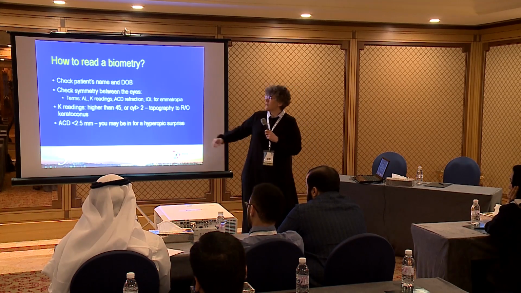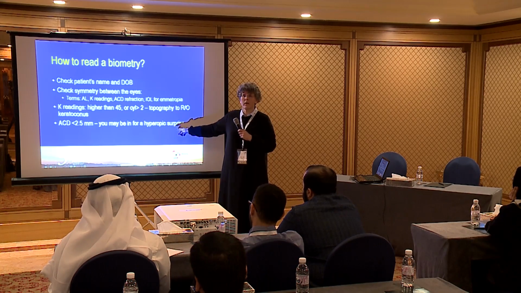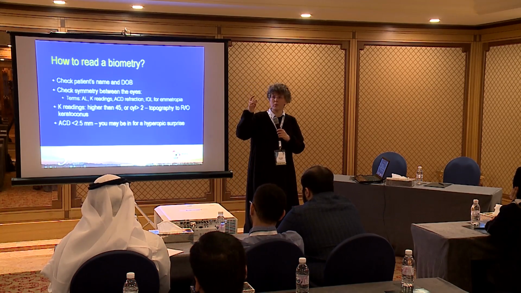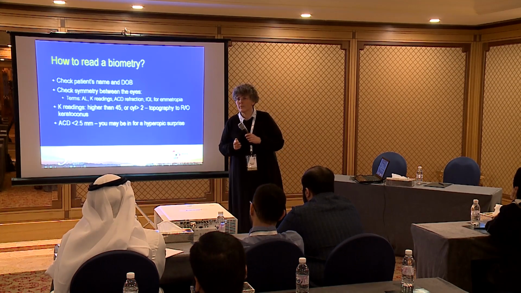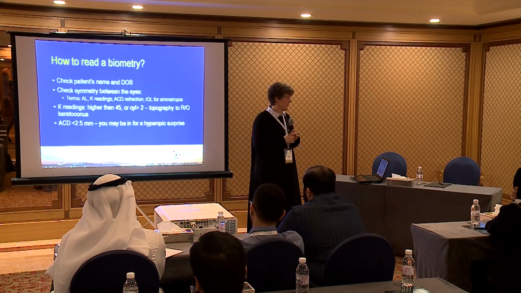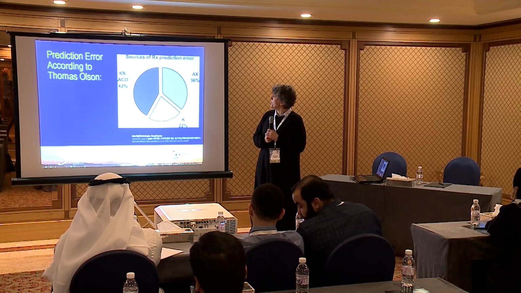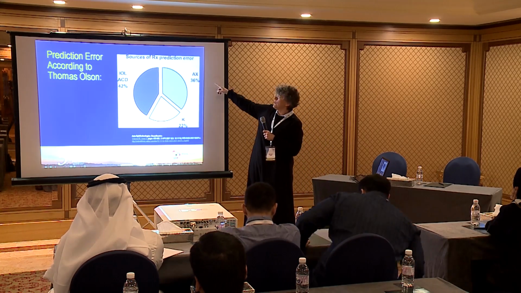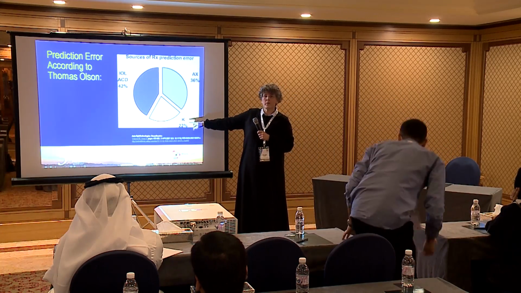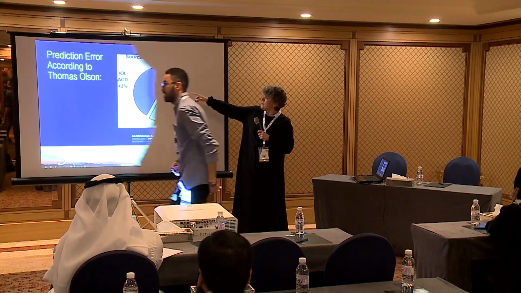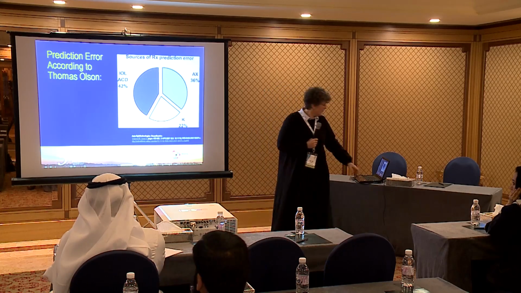Then, if the anterior chamber depth is very, very shallow, you may be in for a hyperopic surprise because the lens will be so thick, you will get such a deepening of the anterior chamber that you will get a hyperopic surprise incorporated into what you do. Now, the prediction error, according to Olsen, a little bit more than a third comes from the axial length measurement. About 1/5 comes from the keratometry, and nearly 42% is from predicting the ACD. So the effective lens position is important.